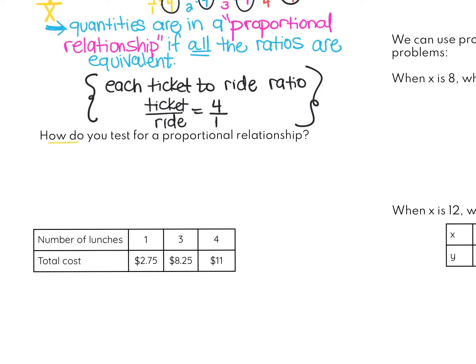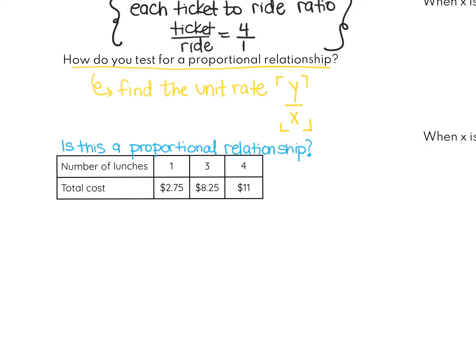So here is that important question. How do you test for a proportional relationship? Well, you're going to find the unit rate. You're going to simplify all those ratios. And remember, we're going to practice always putting y over x when we're talking about variables. So here's another example right here. Is this a proportional relationship?